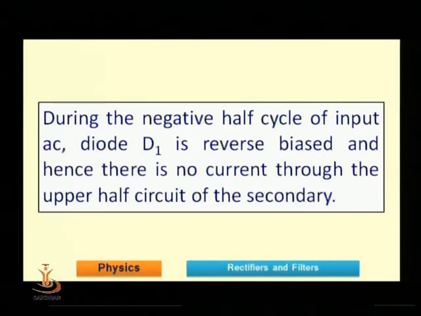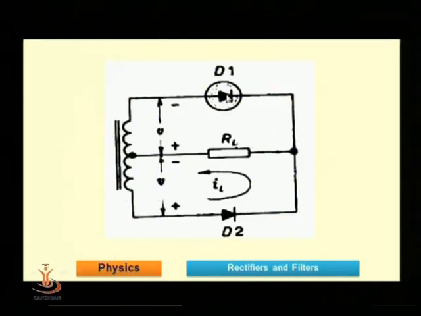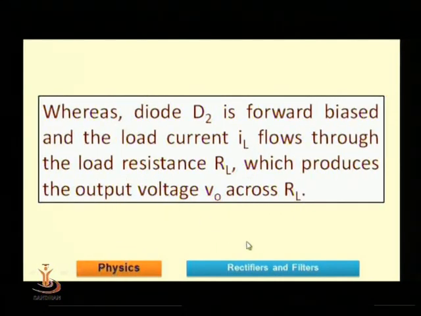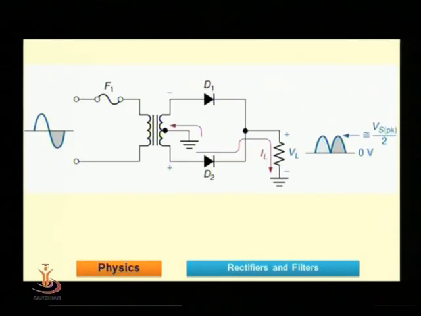So during the negative half cycle of the input AC, you can say diode D1 is reverse biased, and hence there is no current through the upper half of the circuit to the secondary. Now you try to see, diode D1 is in open mode, and D2 is conducting during the negative half cycle. So diode D2 is forward biased and the load current IL flows through the load, which produces the output voltage V0 across the RL.